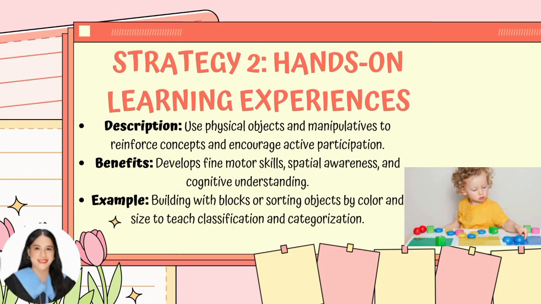The second strategy is hands-on learning experiences. So let's have here the descriptions. Use physical objects and manipulatives to reinforce concepts and encourage active participation. The benefits: develop fine motor skills, spatial awareness, and cognitive understanding. Example: building with blocks or sorting objects by color and size to teach classification and categorization.